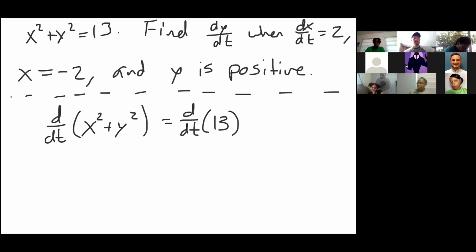Justice, please give it at least a good attempt. You can take the derivative with respect to time of both sides. I know you can do that.